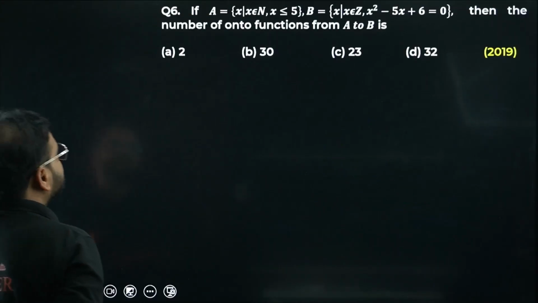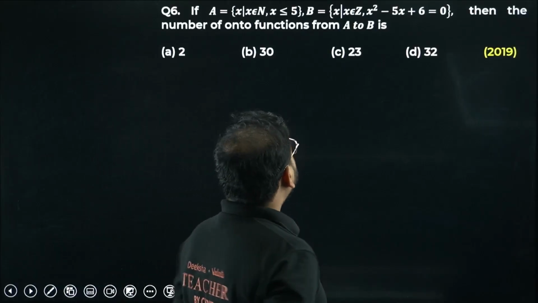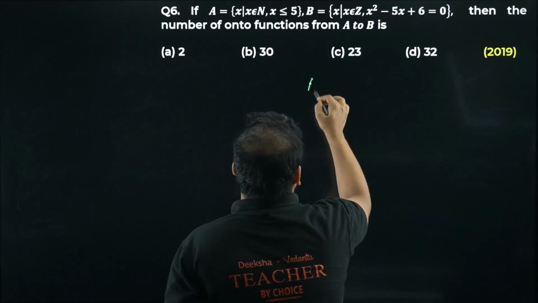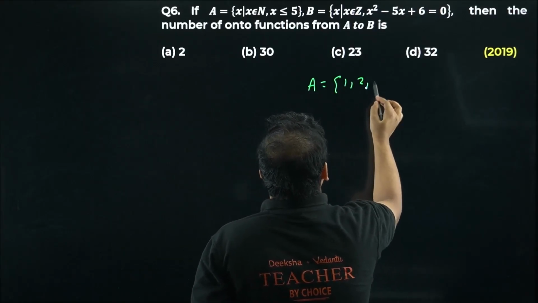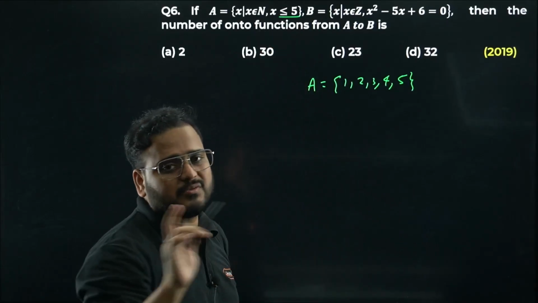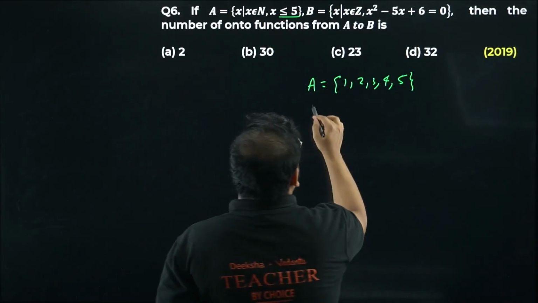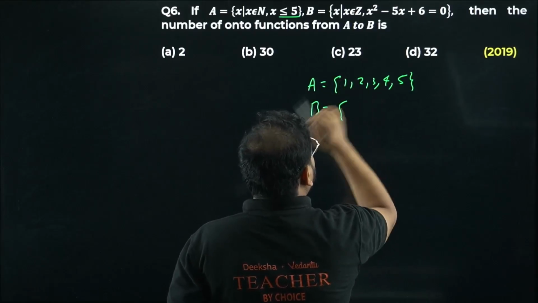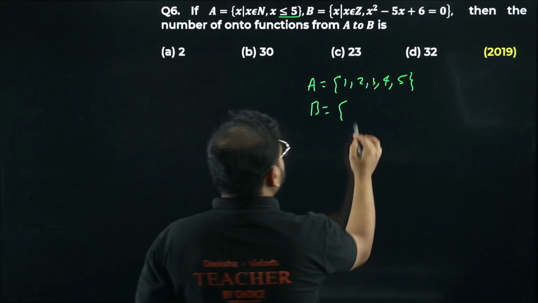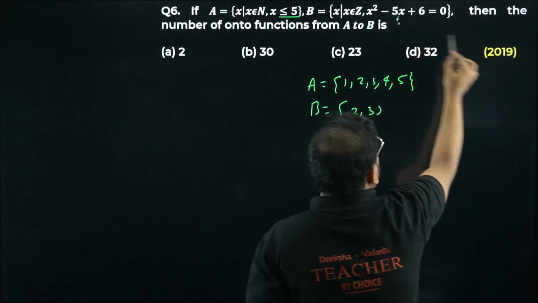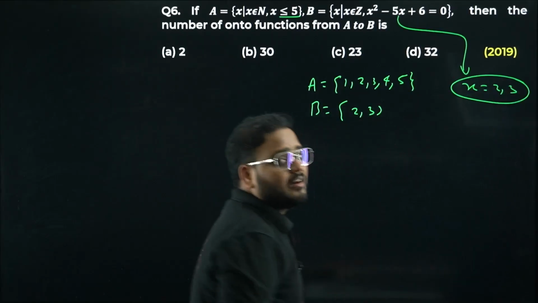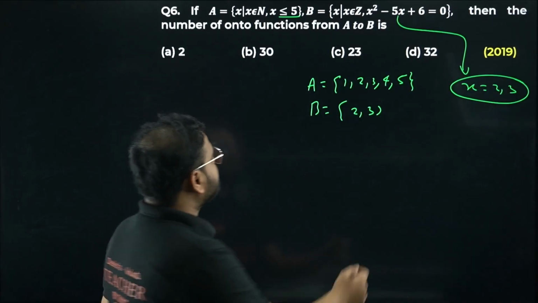Moving on to question number 6. If A equals {x such that x belongs to natural numbers, x less than 5}, basically your set A is 1, 2, 3, 4, 5. All natural numbers. What about set B? For set B we have x square minus 5x plus 6. Factors will be minus 3 and minus 2. Please check. Factorize this. You'll get x value as 2 and 3. Simple factorization.